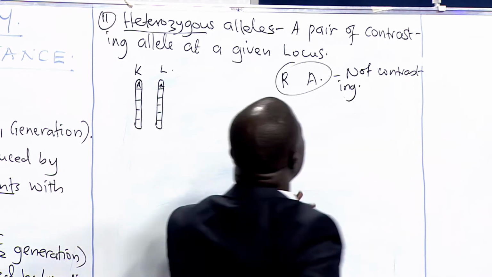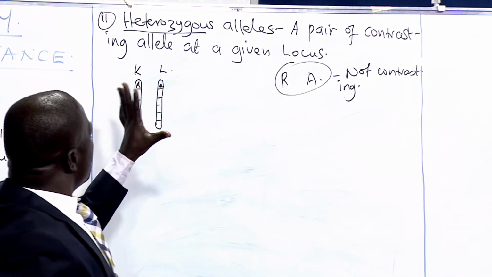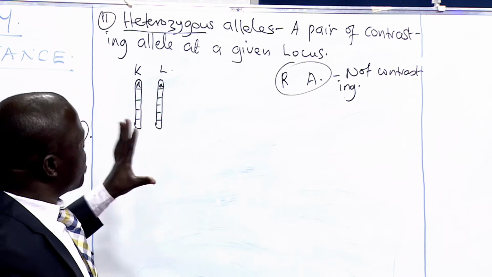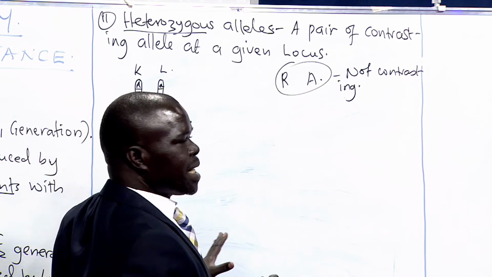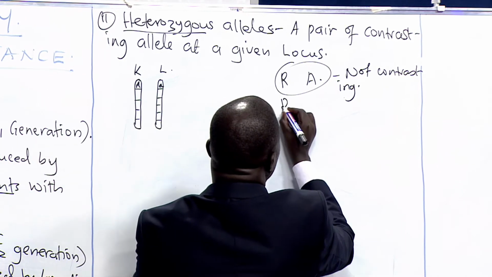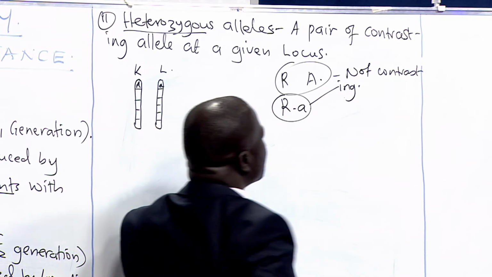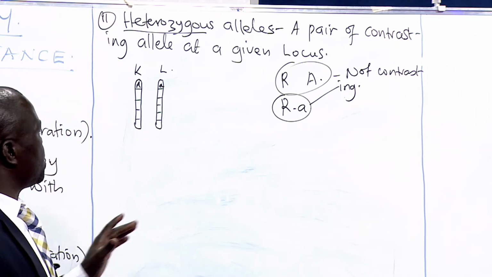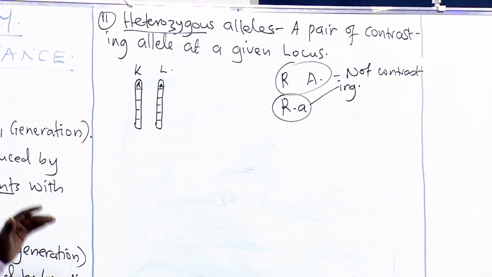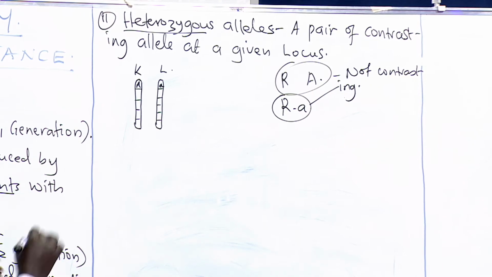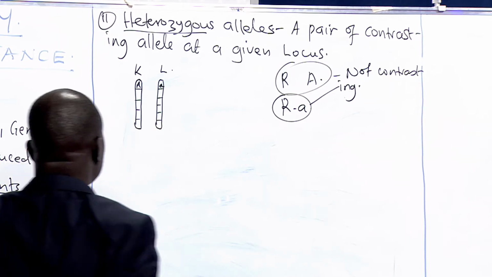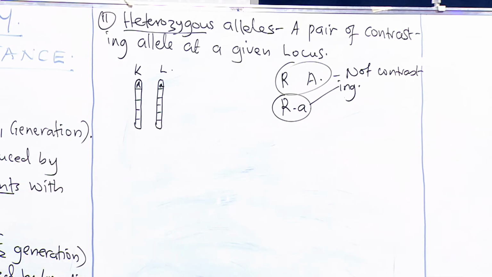Not contrasting, and therefore can never be homozygous or heterozygous, whatever the case may be. Can never. All of them not contrasting. Please forget about such things. So a pair of contrasting alleles at a given locus. You will understand this more when we proceed. So those are the terms I told you to look at.